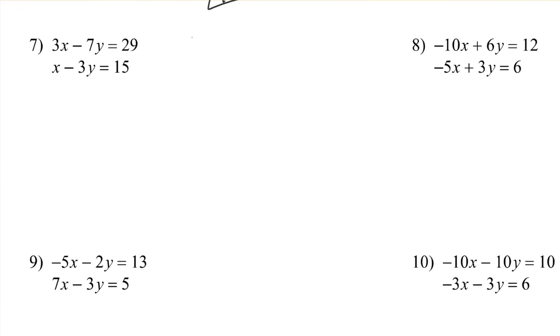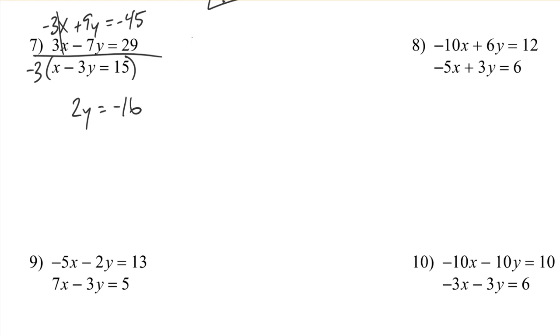Problem 7. If we multiply this bottom equation by negative 3, we'll get negative 3x plus 9y equals negative 45. And now we'll add our top two equations together. The x's go away. 9y minus 7y makes 2y. And negative 45 and 29, well, we need to borrow, what is that, negative 16? Negative 16. Divide by 2, and we get y equals negative 8.